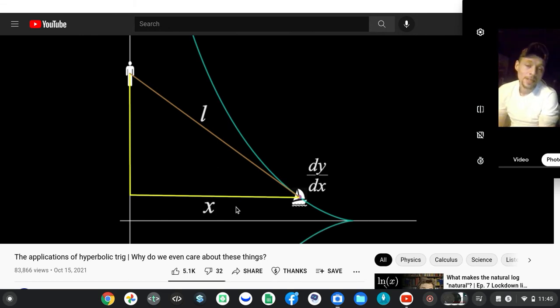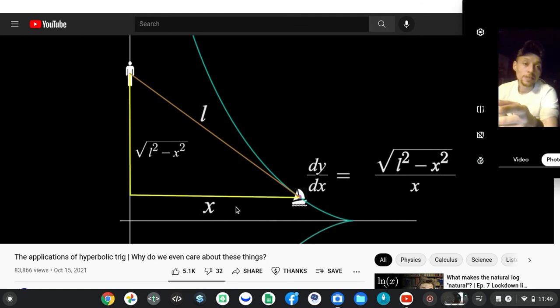Using the Pythagorean theorem, we find the height of the triangle is root L squared minus X squared. So the slope at this point on the curve, where the boat is, is rise over run: root L squared minus X squared, all over X.